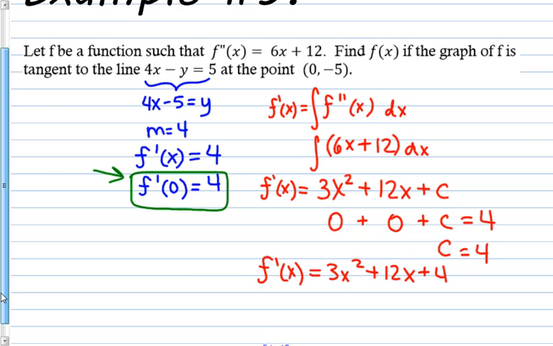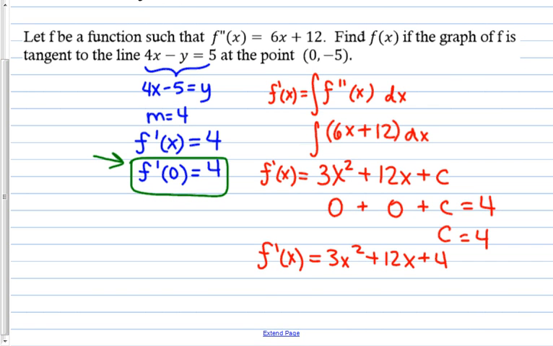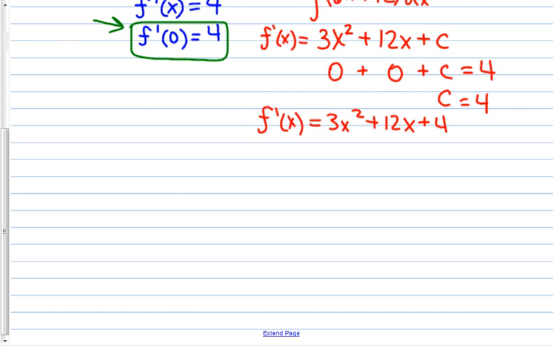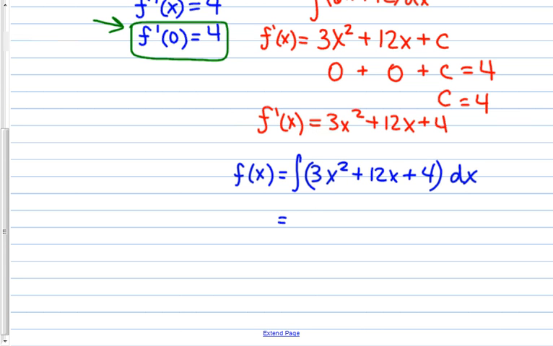Alright, I need to find f of x, so I'm going to integrate this. Add an exponent, divide by it, so 3 divided by 3 is 1. X is now cubed, and for the next term x is squared, divide by the 2, so 12 divided by 2 is 6. And then plus 4x plus c.